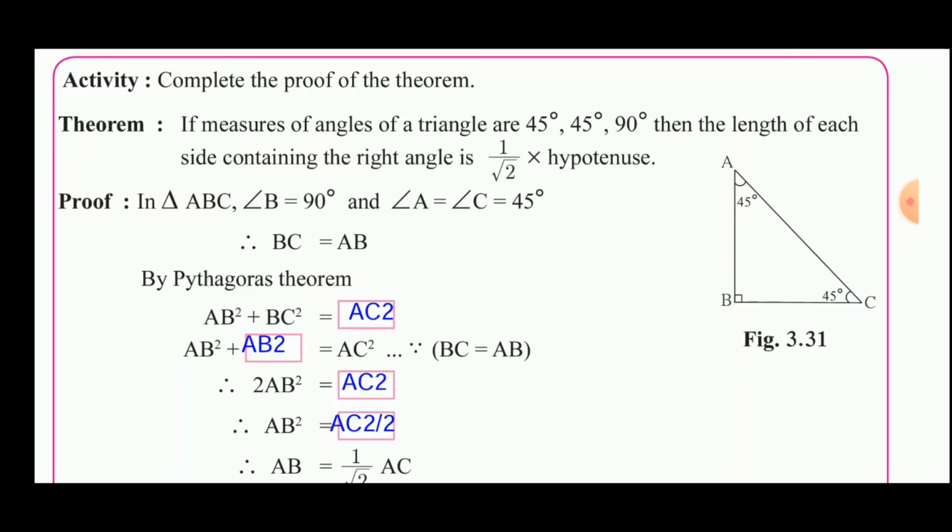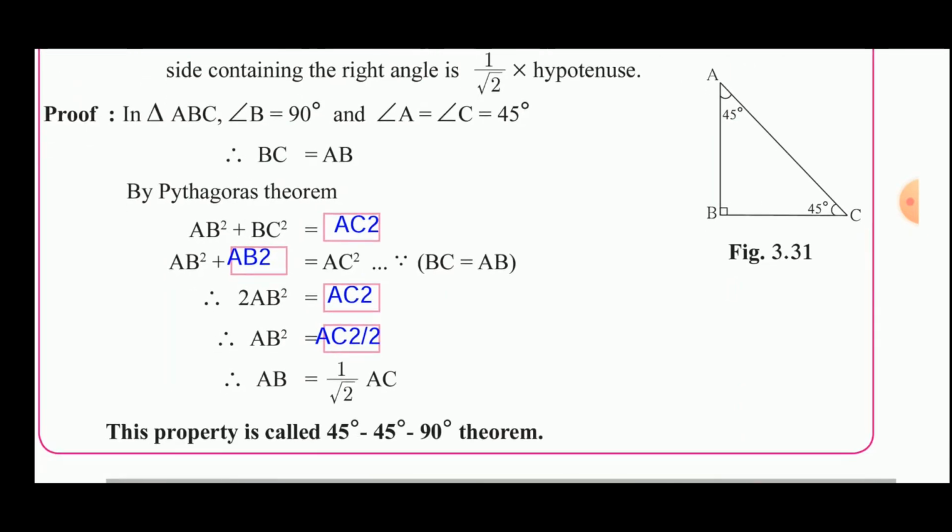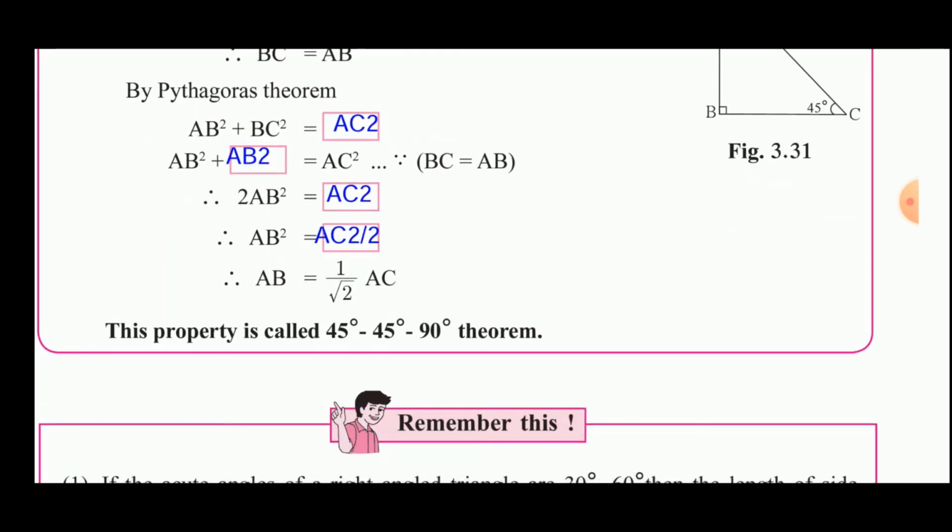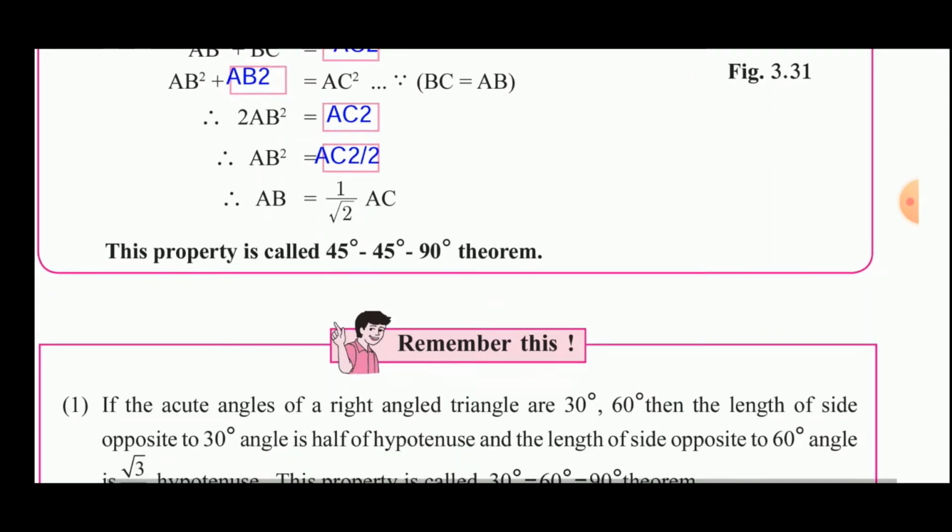So therefore 2AB square is equal to AC square. So AB square is equal to AC square upon 2. So AB will be equal to 1 upon root 2 times AC. So this property is called the 45-45-90 theorem.